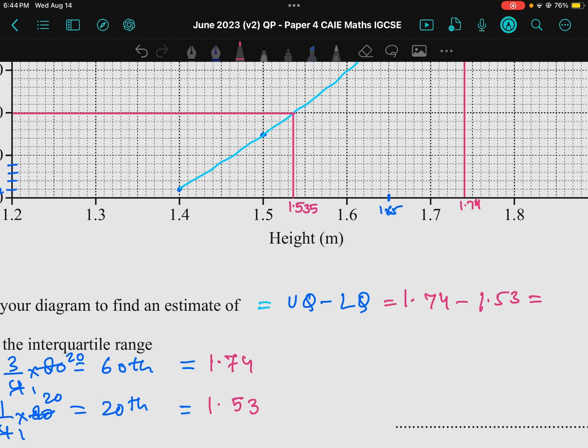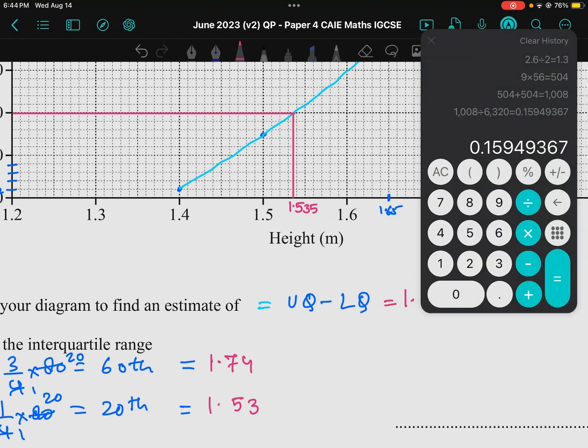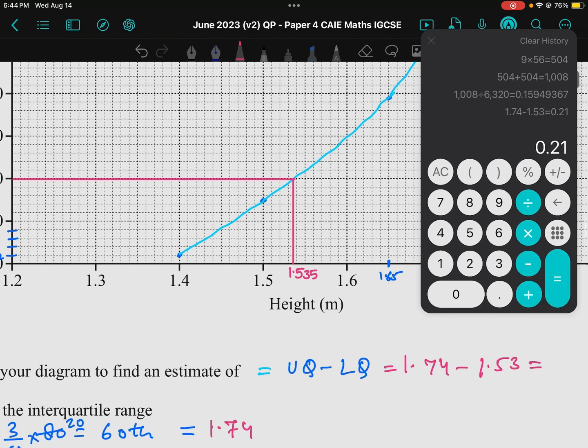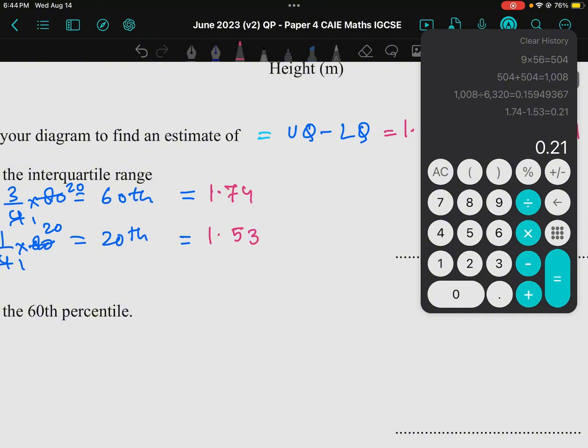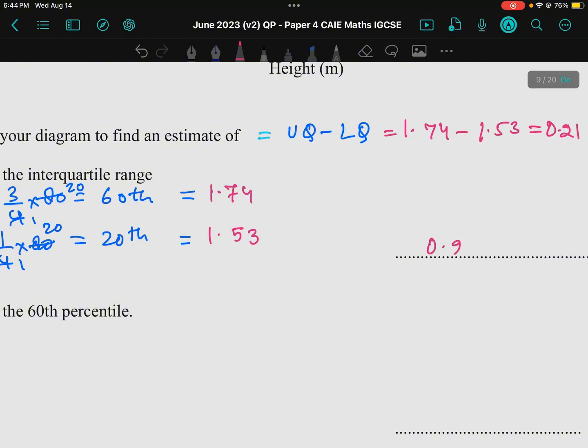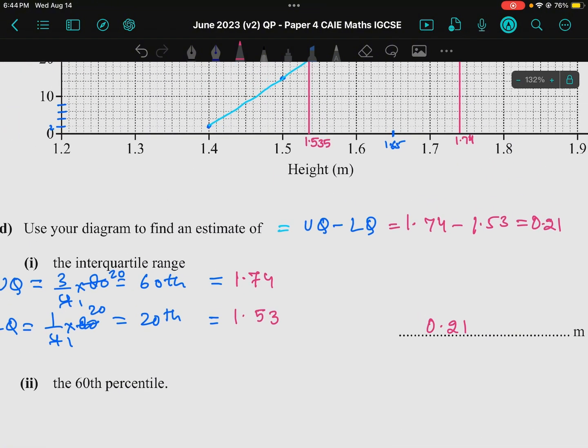So 1.74 minus 1.53 will give me 0.21. Okay, so my answer is 0.21.